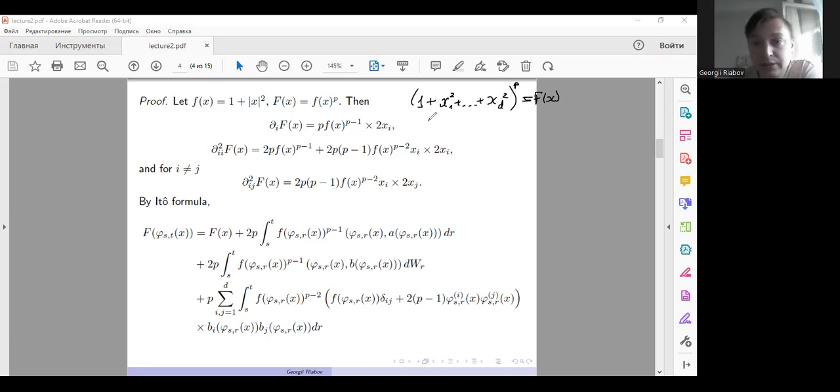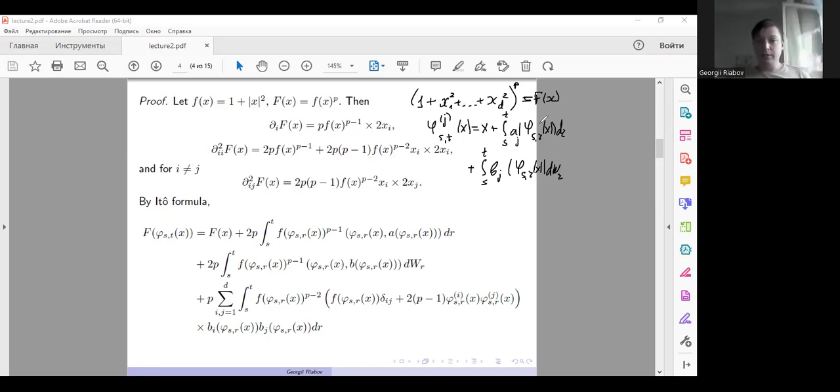is written as x plus the integral of a_j of phi dr plus the stochastic integral. Here is a_j, then here is b_j, phi_r of x, dW_r.